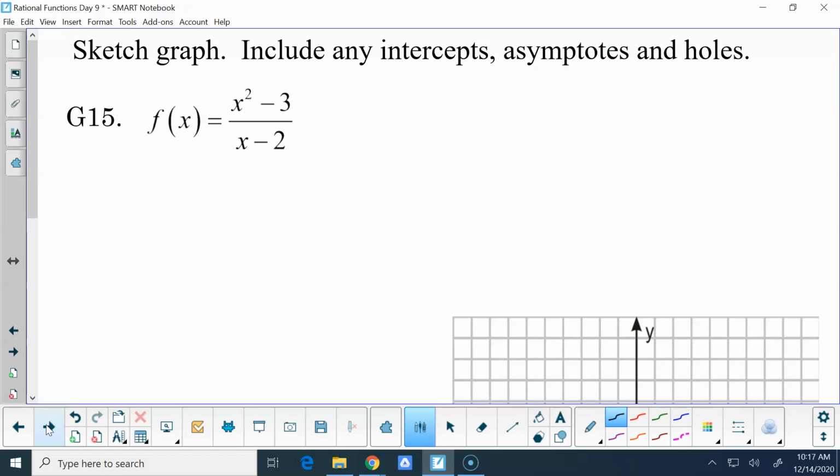Let's jump into some. Alright. Sketch the graph, include any intercepts and asymptotes. Alright, so let's start from the top. Step 0.